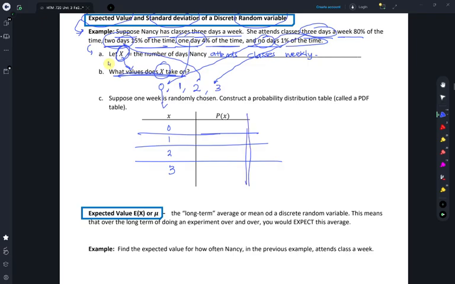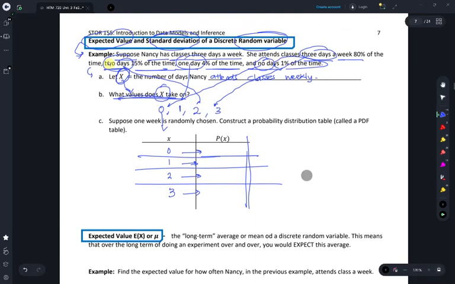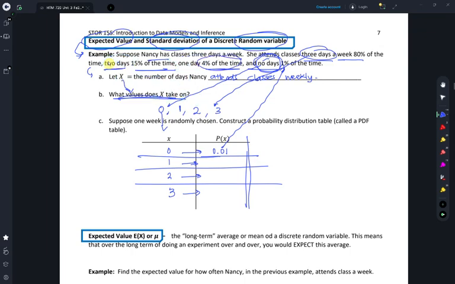Now we would like to match each of these possible values, this possible number of days, with how frequently they occur or how likely they are to occur. From what we are told, she attends classes no days, 0 days, 1% of the time, that is 0.01. What about 1 day a week? For 1 day a week, she attends 4% of the time, and for 2 days a week, 15% of the time, and for 3 days a week, you have 80% of the time.